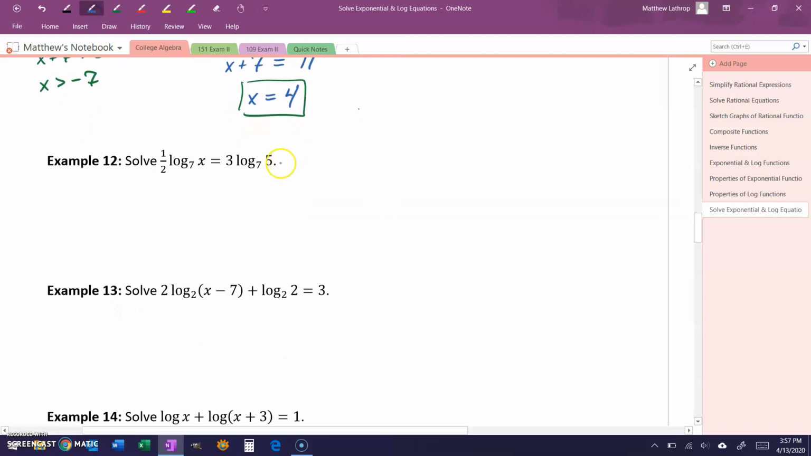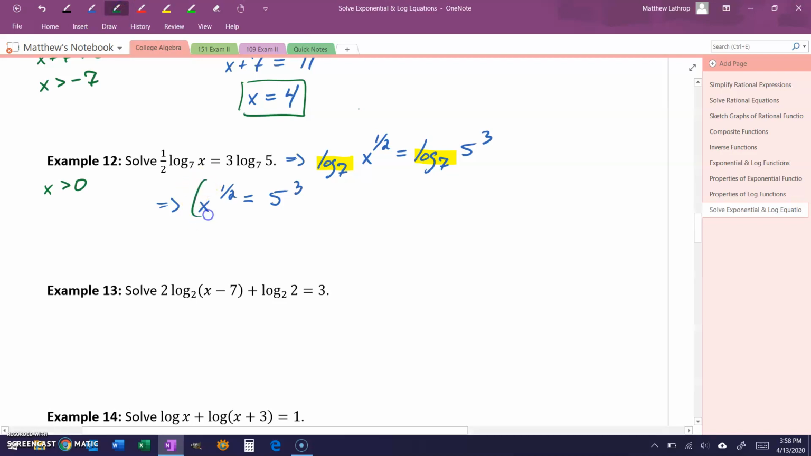In example 12, we have the log base 7 of x, so x has to be greater than 0. We can use properties of logs to rewrite this as the log base 7 of x to the 1/2 power is equal to the log base 7 of 5 to the 3rd power. Our logs and bases are the same on both sides, so we can simply consider x to the 1/2 equal to 5 to the 3rd power.